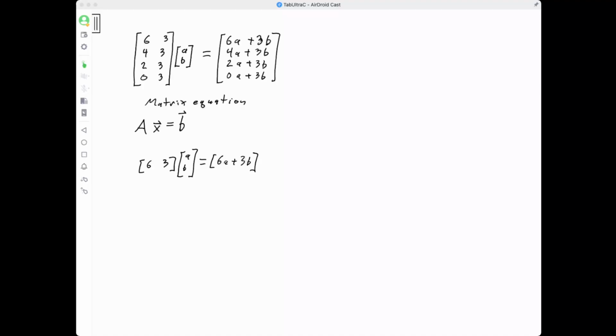And so we can think of this matrix equation as a row vector times a column vector for each row. So we get 4 different rows, and we're taking each row vector times a column vector.